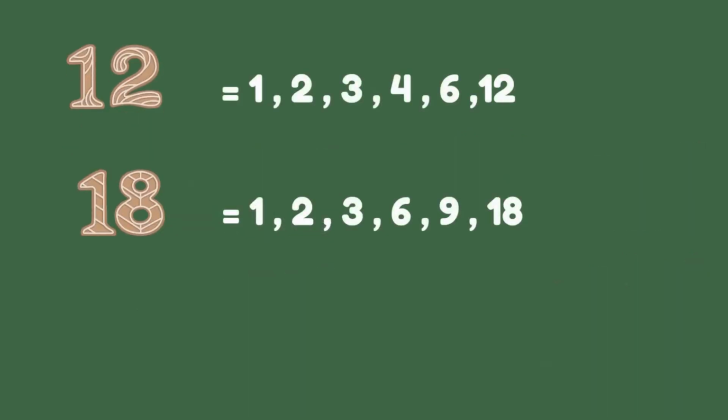Can you spot any common factors? Yes, we can see 1, 2, 3, and 6 are both the factors of 12 and 18, which means they are the common factors. Here, greatest common factor means the largest or biggest, so we need to find the largest number in these factors. Now, do you know what is the greatest common factor of 12 and 18? Yes, 6 is the greatest common factor because 6 is the largest factor here.